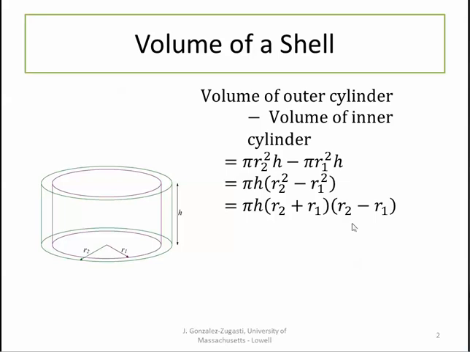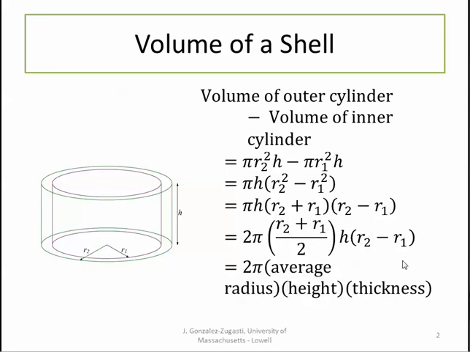And now let's rewrite this a little bit by multiplying and dividing by 2. When we rewrite it in this way, what we end up with is 2 pi times the average radius times the height times the thickness of the shell. So the volume of a shell is equal to 2 pi times the average radius times the height times the thickness.